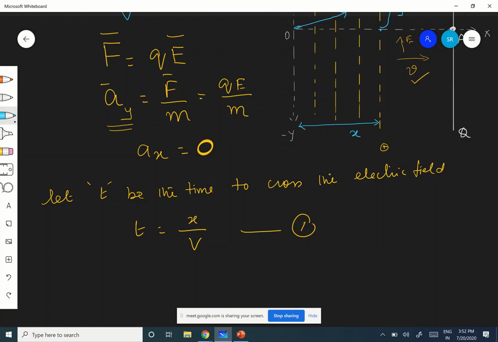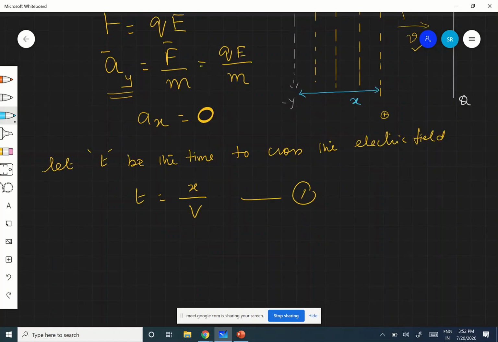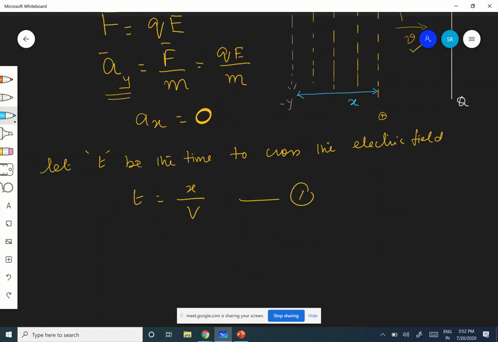Therefore, I want to find out what is Y now. So, what is the vertical distance covered? Vertical distance covered, how to do? By using your equation of motion. Therefore, see, make use of your equation of motion.